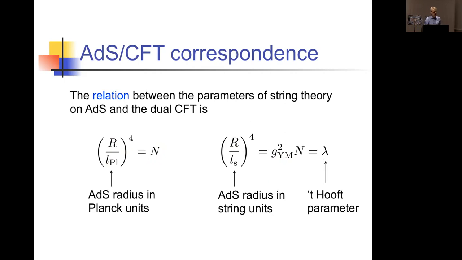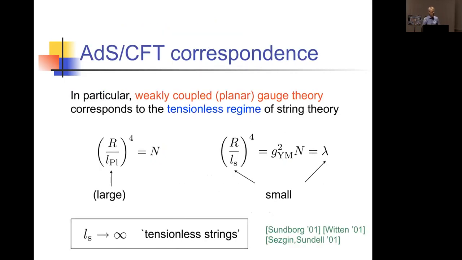And we can ask what's the corner of a weakly coupled planar gauge theory. Planar would mean you take N goes to infinity, which would mean you take the radius large in Planck units. And if it's weakly coupled, then the 't Hooft parameter must be small. If you follow this dictionary, it tells you that the radius of the AdS space in string units must be small, which is another way of saying that the string scale must be large, so that the radius is essentially of the same order of magnitude as the string scale. This is commonly referred to as the tensionless limit of string theory.